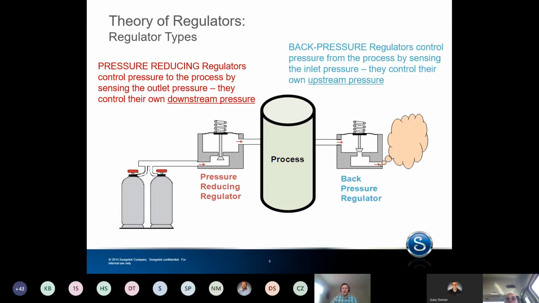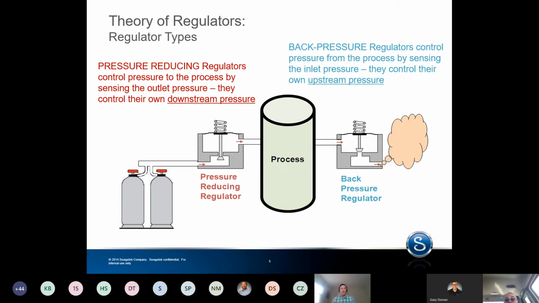So with that, I always like starting with this kind of cartoon, right? And what it does is it contextualizes where regulators are used and their different types. So there are two main types of regulators. One is pressure reducing, and the other is back pressure.